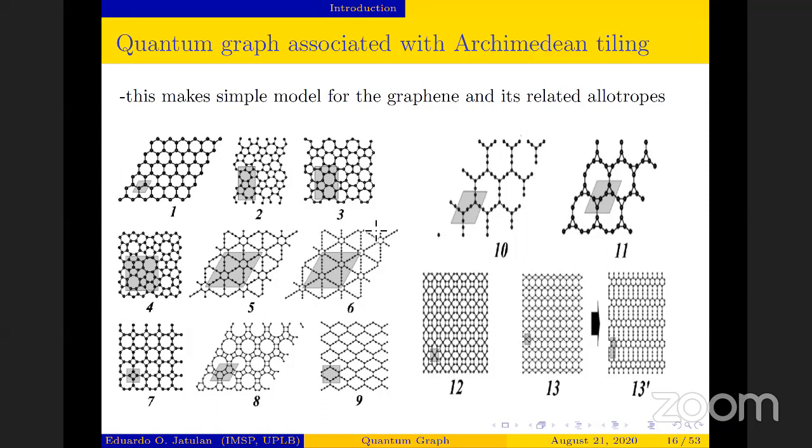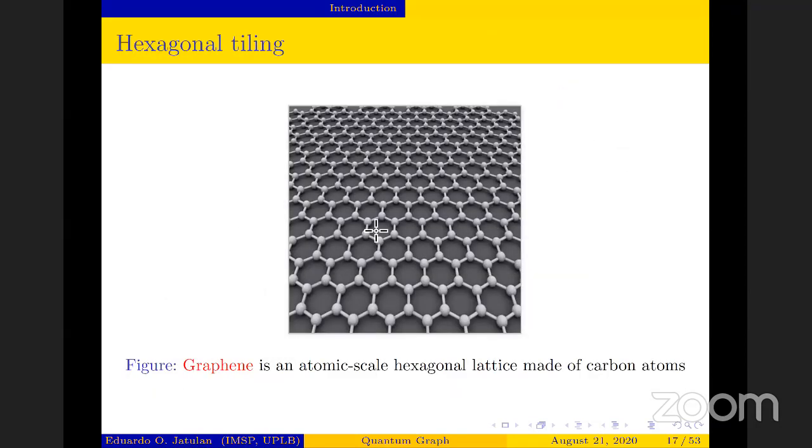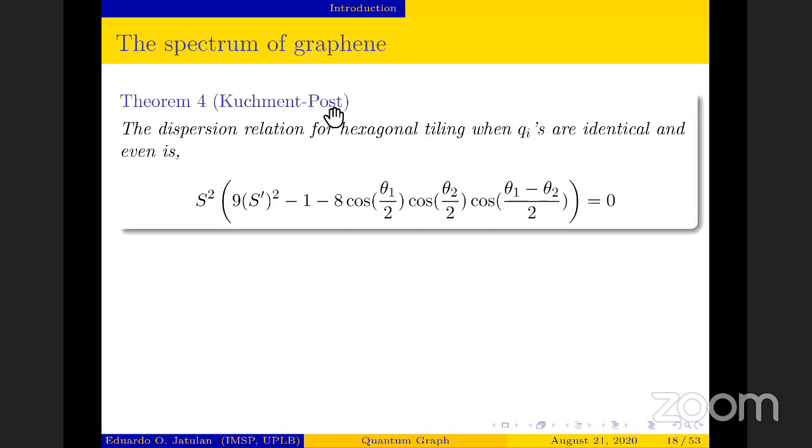Aside from the square tiling and truncated square tiling, the most studied one is the hexagonal tiling, since this is the structure of graphene. Graphene is an atomic-scale hexagonal lattice made up of carbon atoms. It is a monolayer of graphite. Kuchment and Post in 2007 derived the dispersion relation for the hexagonal tiling, wherein the Q_i, the potentials in the fundamental domain, are identical and even, and they derived this dispersion relation.